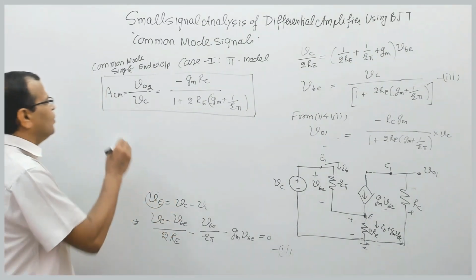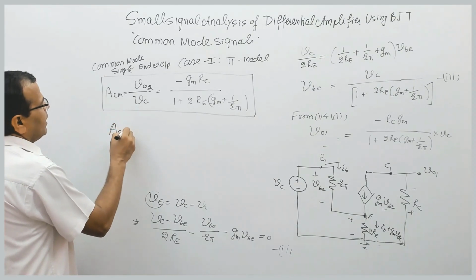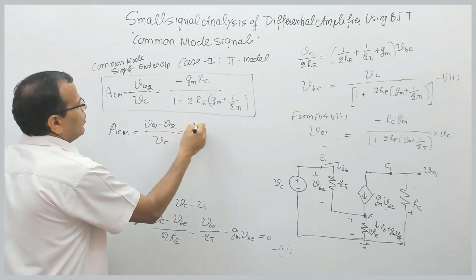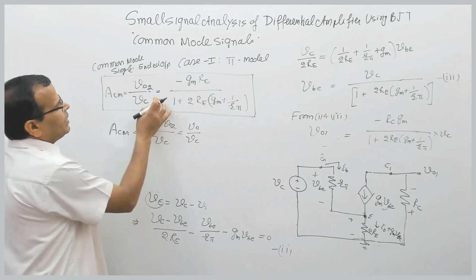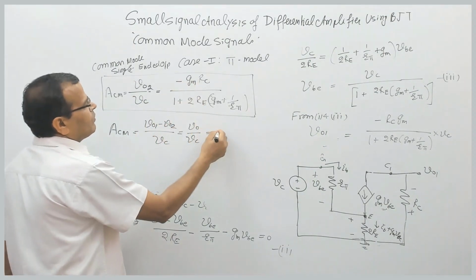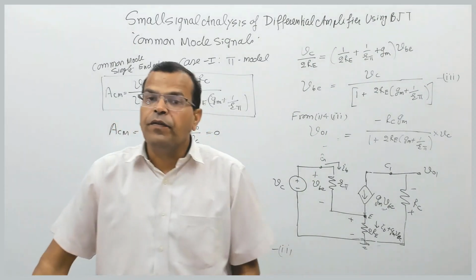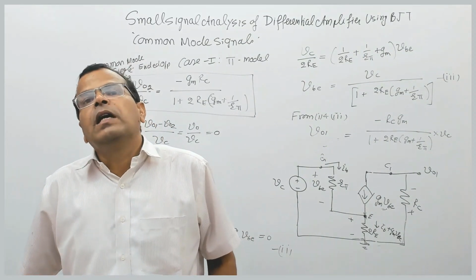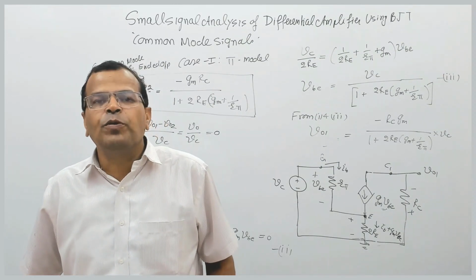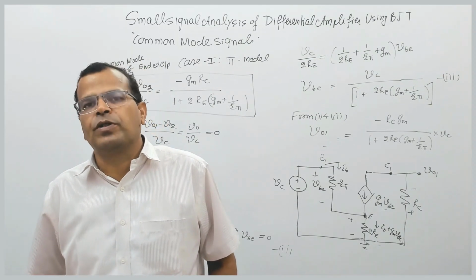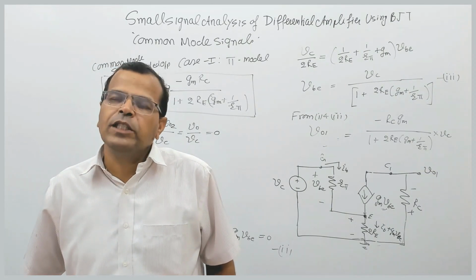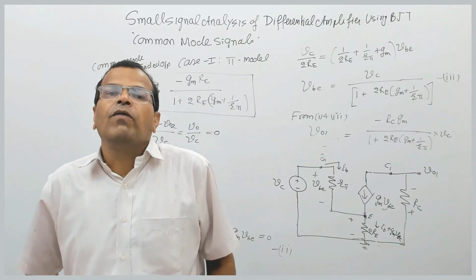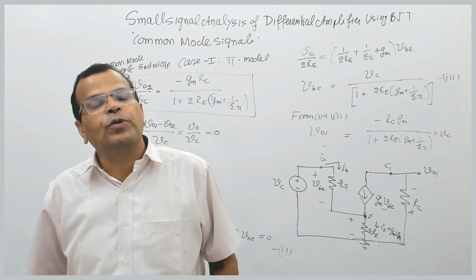If you take differential output, in that case the common mode gain will be ACM equal to V01 minus V02 upon Vc, that is V0 upon Vc. But both are the same, so that will become 0. So the differential output for common mode will be 0. Differential or balanced output means you are taking the difference of the outputs of both transistors. When you take single-ended output, you are taking output only from one transistor.